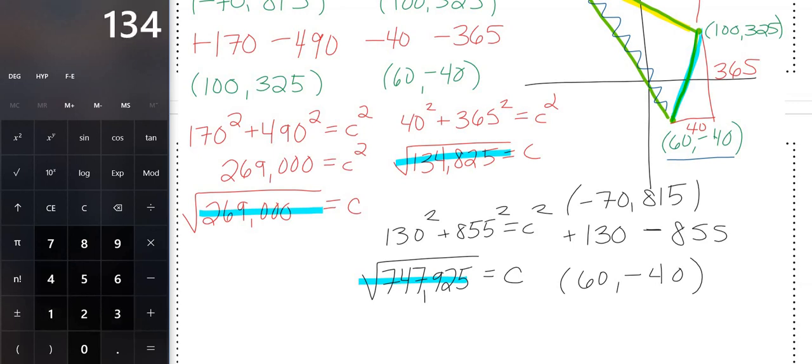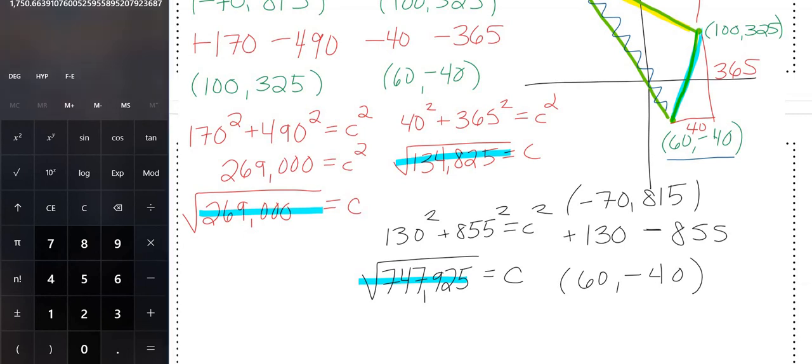So 134,825 square rooted is approximately 367. Okay, add that to the 747 by clicking equals. Last one, the 269,000. So add 269,000 square rooted. It tells you that's the square root of 269,000. And now you're going to hit equals to make sure they've added everything together. Equals. That's going to be our final answer.